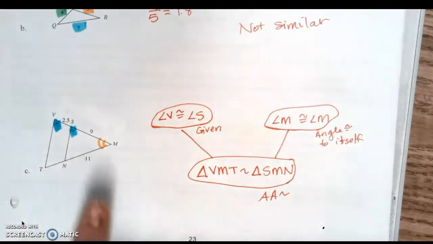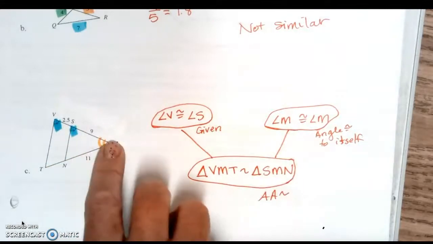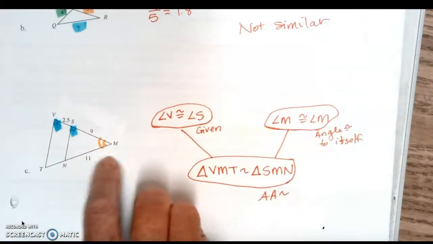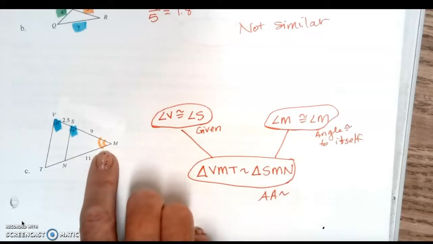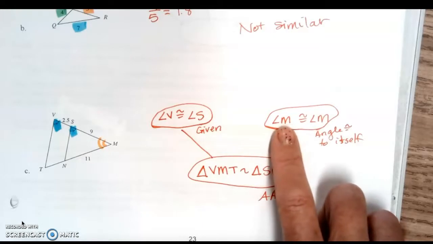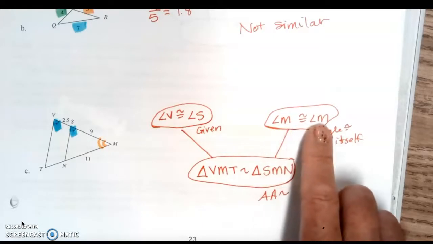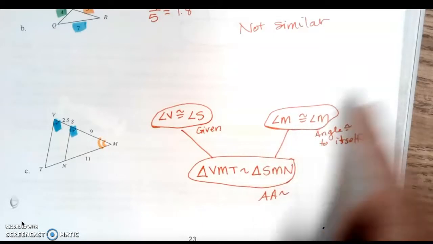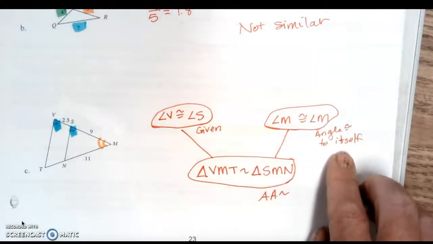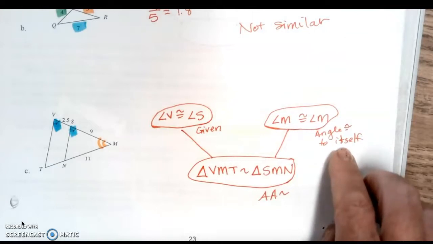When you have a small triangle inside of a large triangle, they end up sharing one of its angles. The angle that they're sharing is M, so you say that angle M is congruent to angle M. They're going to have the same measure because all angles are congruent to themselves. Okay?